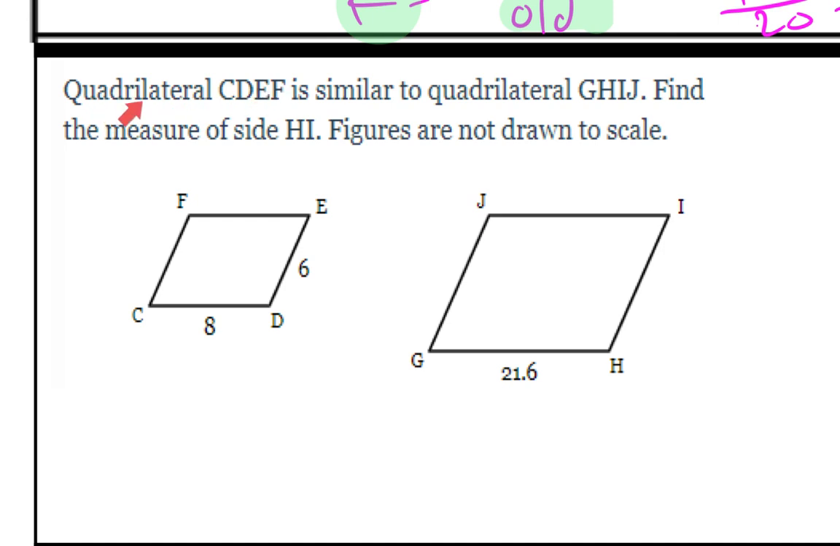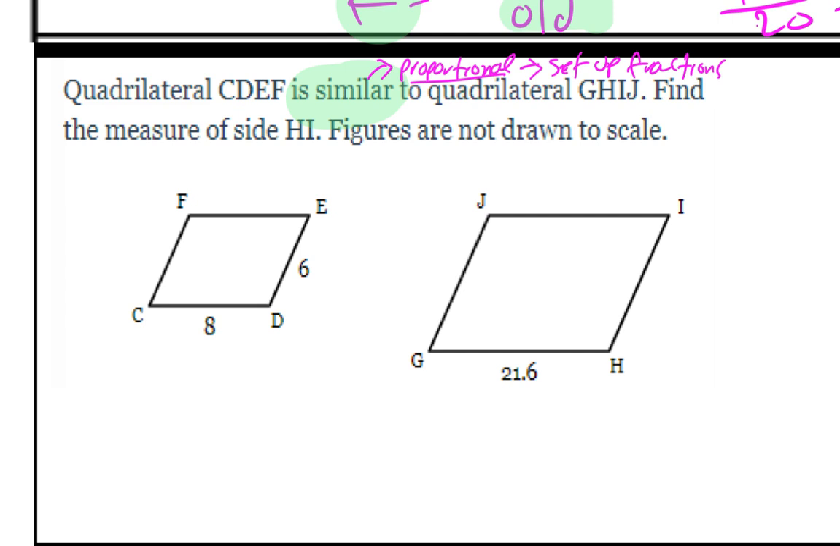It says this quadrilateral CDEF, so we know it goes CDEF. Quadrilateral, we know, is 4 sides, is similar. Okay, so that's our key word. Similar, we're going to know, is proportional. Right? Similar means proportional, which means we need to set up fractions.